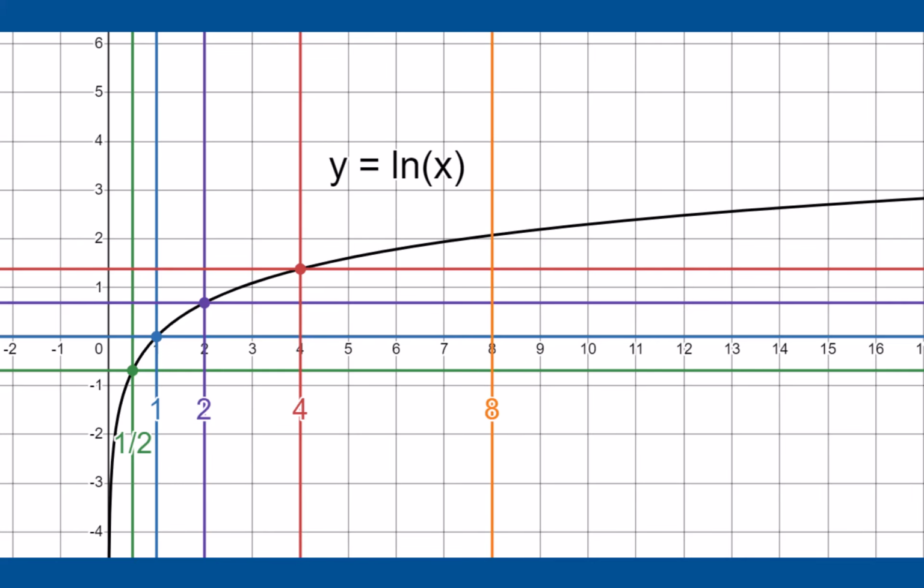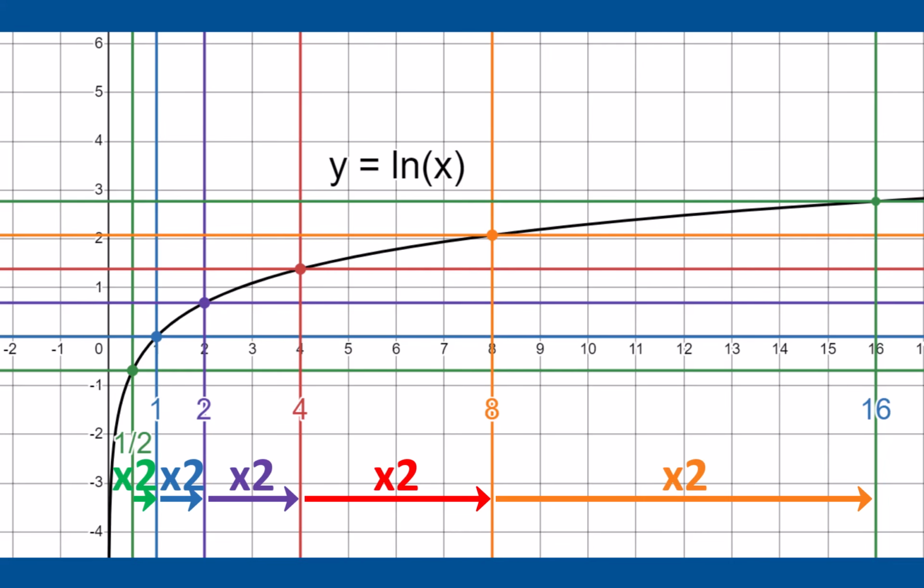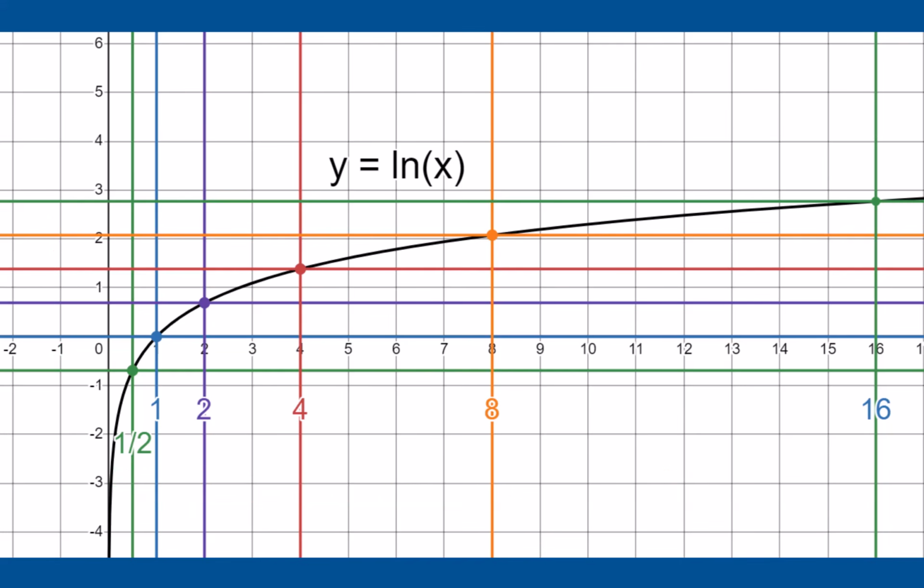Multiply by 2 again to get 8 and then again to get 16. Each time, we multiplied the previous value of x by 2 to get to the next point. That put the y values all the same distance apart. Multiplying the x by the same number moves the y by the same distance along its axis. Log scales make use of this property.